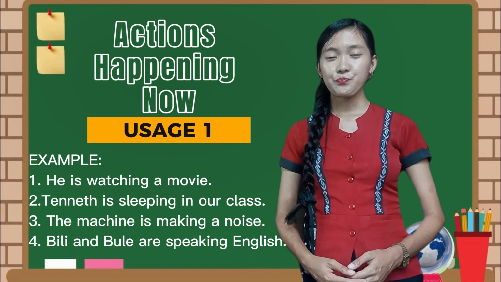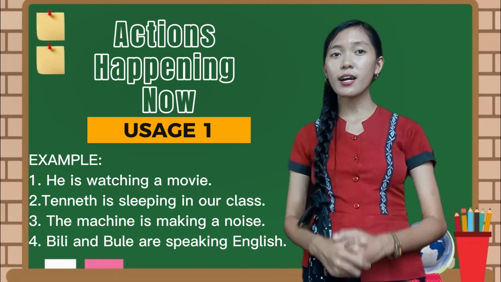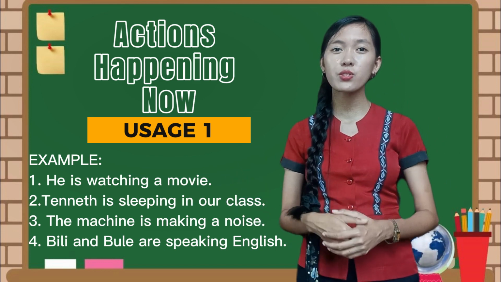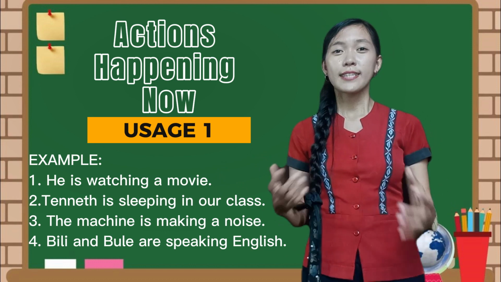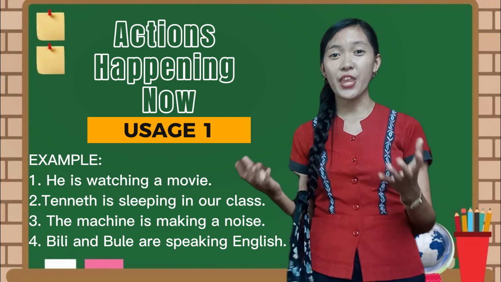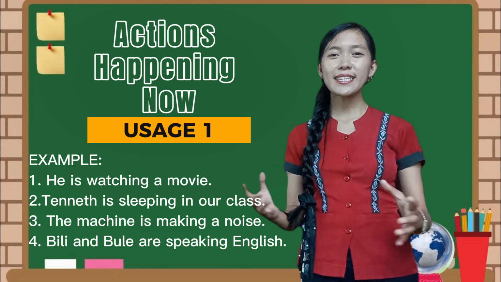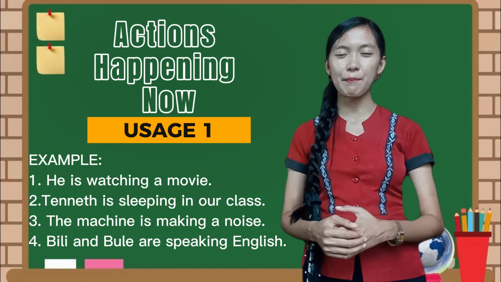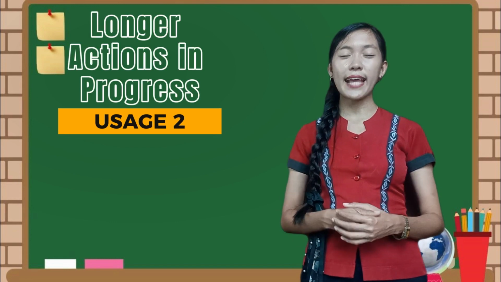Okay? And the last sentence, Billy and Bule are speaking English. So in this case, you'll notice that we use the be verb are. Can you figure out why? That's because Billy and Bule, the subject pronoun for these two is they. Okay? So they are speaking English. Okay? So that is the first usage of the present continuous tense. Action happening now. Moving on, let's move forward to the next usage.